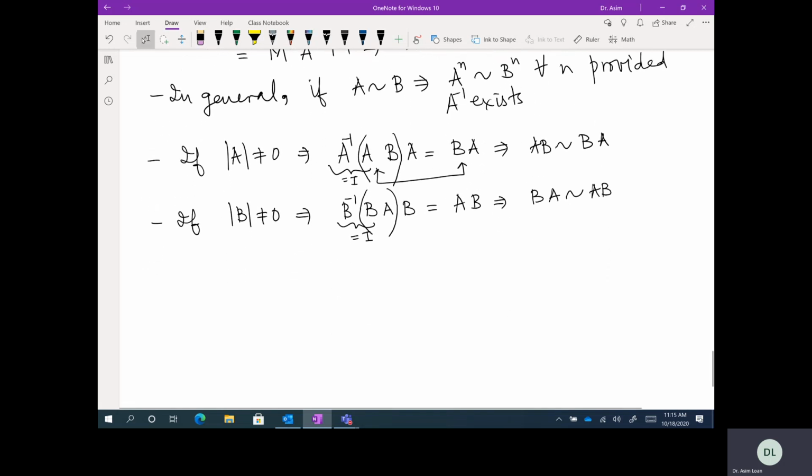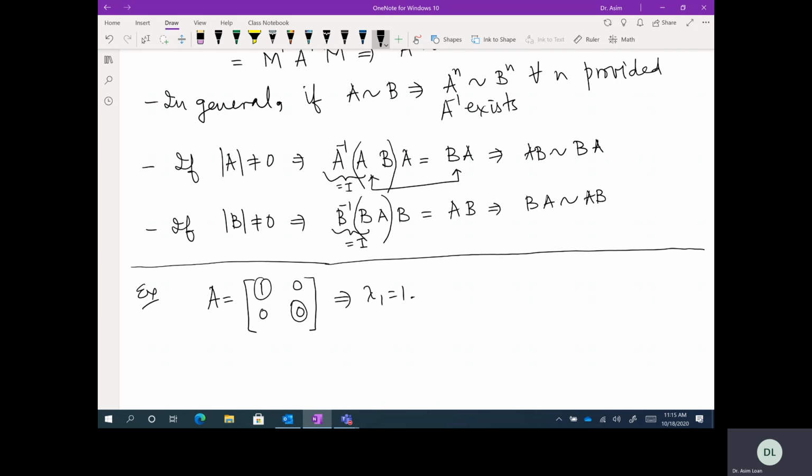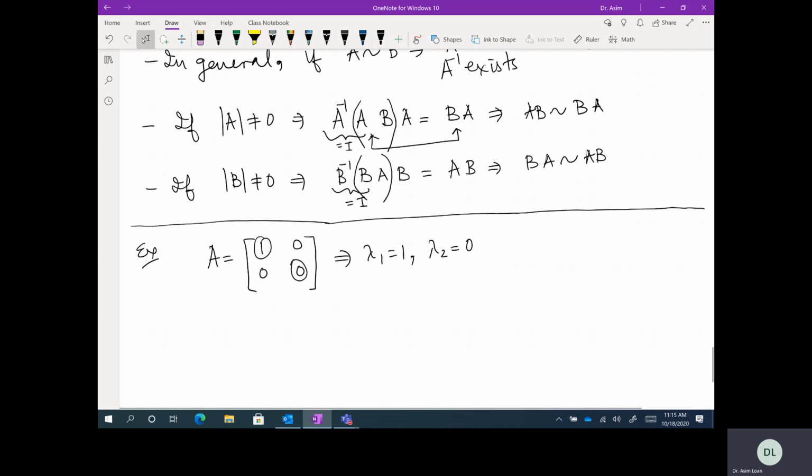Okay, so let's look at an example. The goal is always to find M such that M inverse AM is as close to diagonal as possible. So A equals [1, 0; 0, 0]. This implies my eigenvalues are on the main diagonal. Lambda 1 is equal to 1, lambda 2 equals 0, and B is equal to M inverse AM, which will have the same eigenvalues.